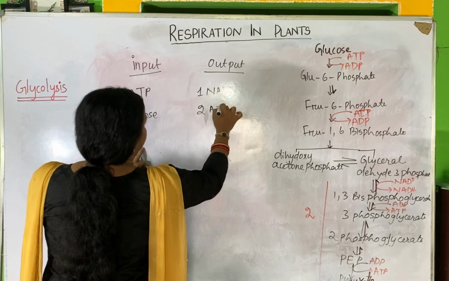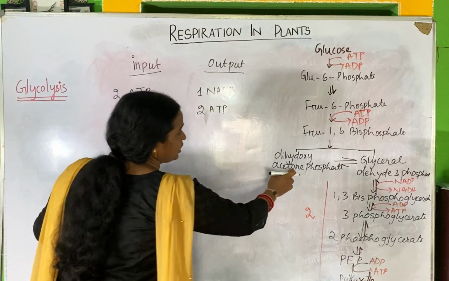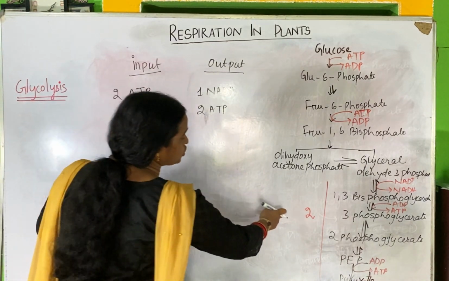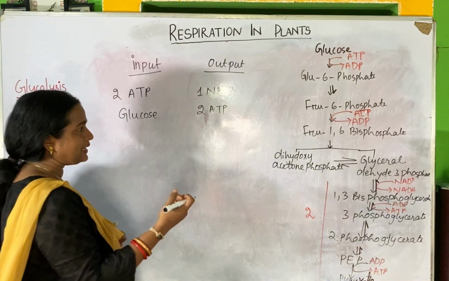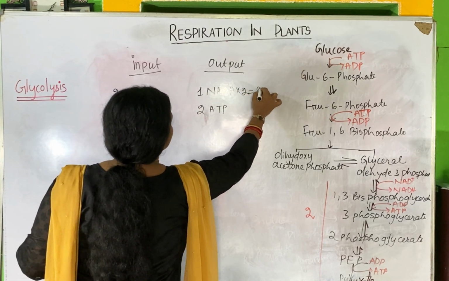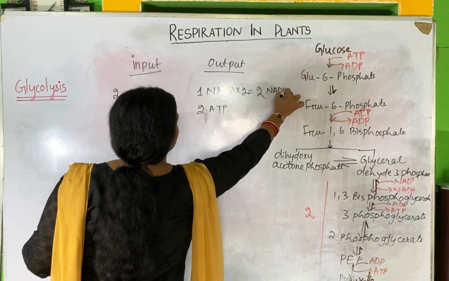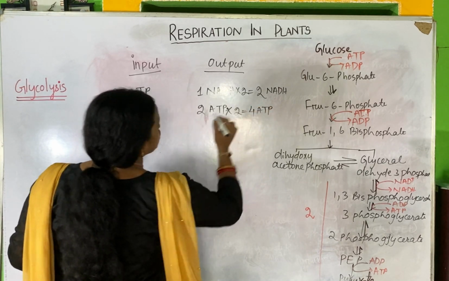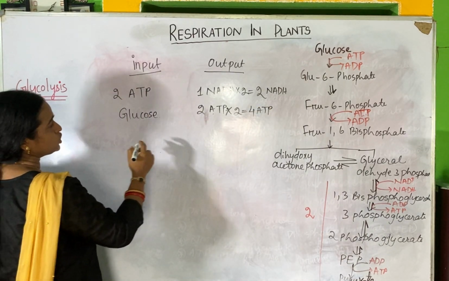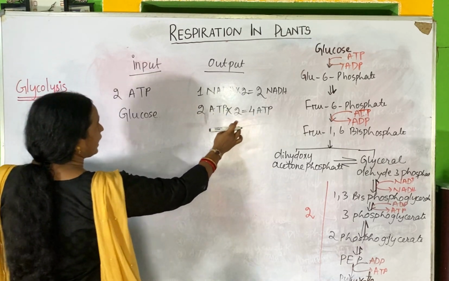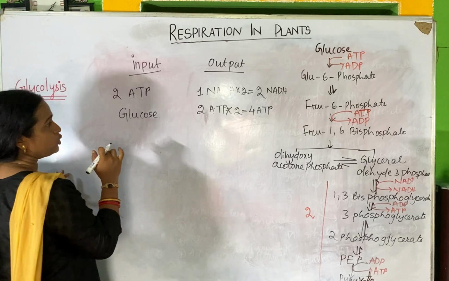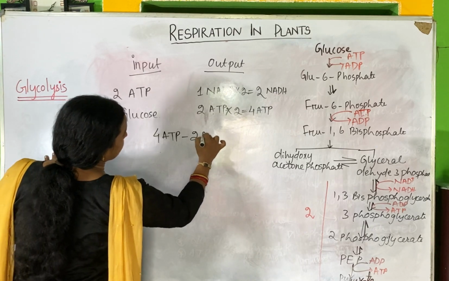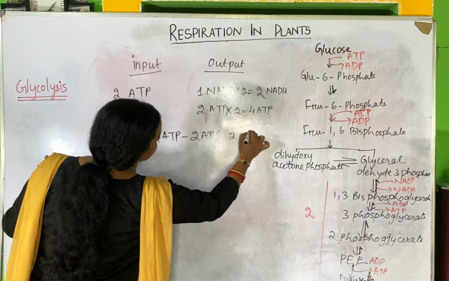That means 2 ATP. But as the reaction goes twice, that means 2 molecules will be released. So 1 into 2 equal to 2 NADH and 2 ATP, that is 2 ATP into 2 equal to 4 ATP. So when you calculate how many ATP are produced, 4 ATP will be the output and 2 ATP is the input, that means the expenditure. So 4 ATP minus 2 ATP equal to 2 ATP.